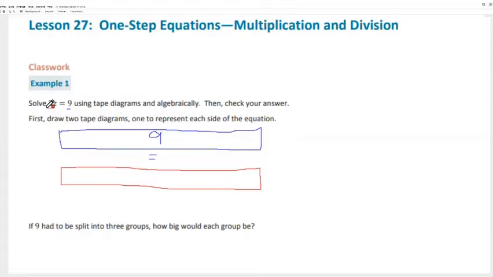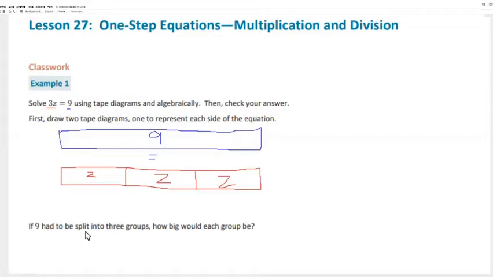Now it says 3z. So now we've got to break this up into 3 equal parts and label them all z. So if I break it up here, this would be a z, this would be a z, and this would be a z, because this is 3 groups of z, like the left side says. So now it's set. There's our tape diagram. We represented one side, the 9, and then the other side, the 3z.